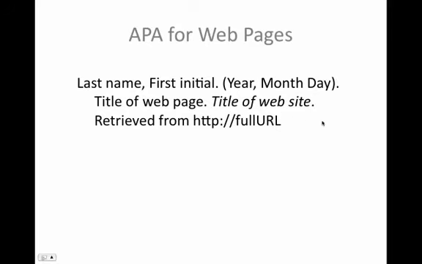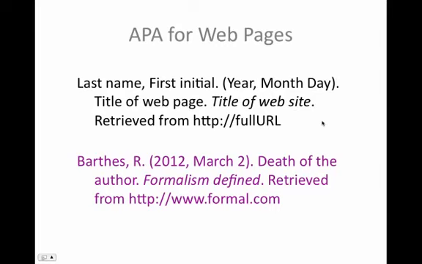So what would this look like? Again, I made this up. Here's an example. I have an author. This page was published on March 2nd, 2012, and this is how I'd format the date, period. The title of the web page is Death of the author. Notice that the A is not capitalized. It's not a proper noun. Here's the title of my website. The D is not capitalized. And then I have retrieved from a completely made up URL, no period at the end.